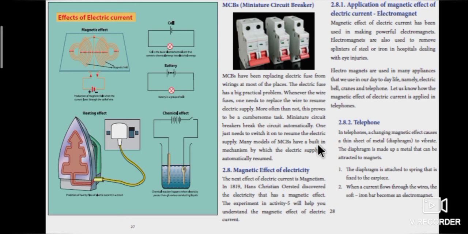Electromagnets are used in many appliances that we use in our day-to-day life, namely the electric bell, cranes and telephone. Also, we have discussed the function of the telephone. The diaphragm is attached to a spring that is fixed to the earpiece. When a current flows through the wires, the soft iron bar becomes an electromagnet. The diaphragm is attracted to the electromagnet. After that, as the person on the other end of the line speaks, his voice causes the current in the circuit to change. This causes the diaphragm in the earpiece to vibrate, producing sound.